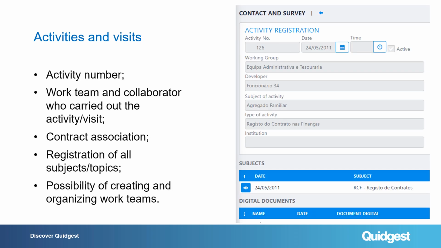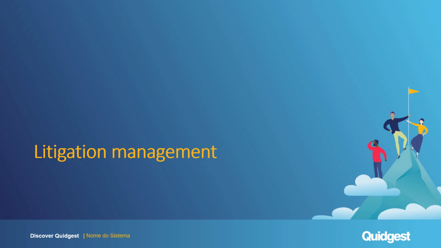So here on the right side, we see a registration of one activity. There's a number, there's a work, who did the activity, what was the work carried out for this activity for each contract, so contract association, registration of all the subjects and topics that were part of that visit, and creating and organizing the work streams for the teams that will be doing the visits.